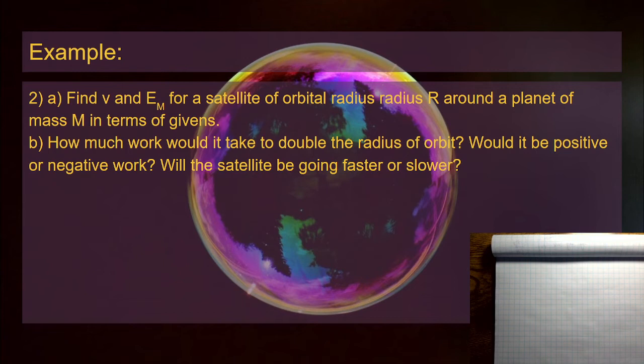If we want to double the radius of the orbit, how much work would we do? Would it be negative work, positive work? Would the satellite be going faster or slower? Okay.